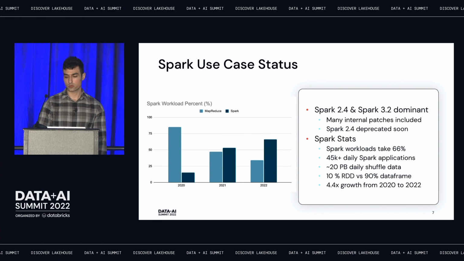Over the past couple of years, our Spark workload has dramatically increased. And this is largely due to the Hive to Spark SQL migration that occurred during this time period, and also improvements in Spark usability. Today, Spark represents over 66% of our daily workload, with over 45,000 daily jobs.